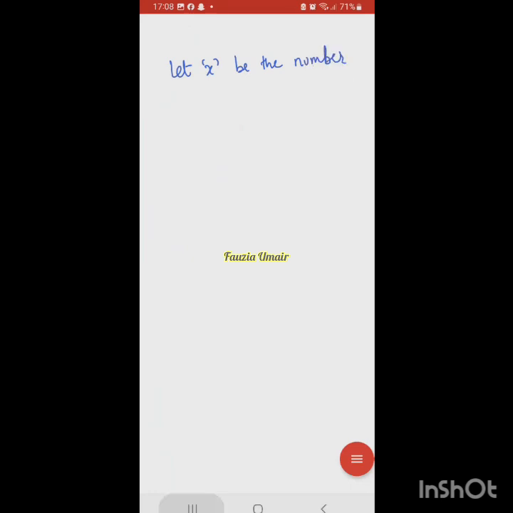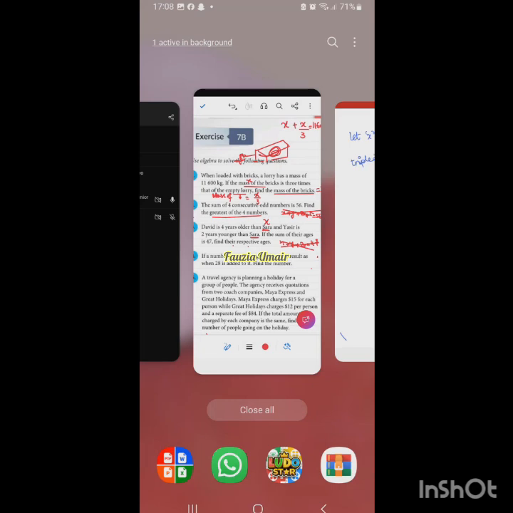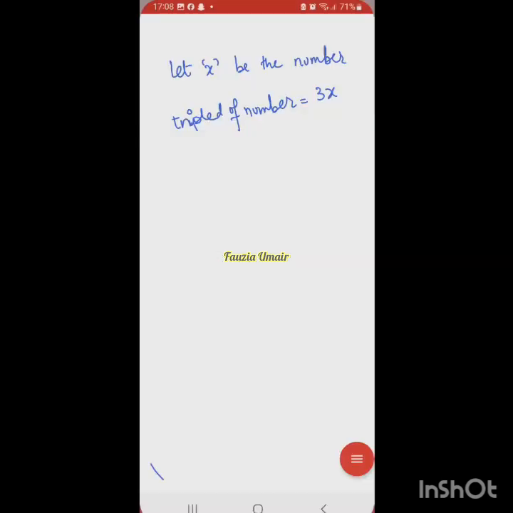Now look, they are saying tripled. What is triple of a number? The number is multiplied 3 times. That's right. So what will be the triple of the number? 3 multiplied by x, 3x. And the other one: when 28 is added, x plus 28. So 3x is equal to x plus 28. Did you understand this? This is the triple of a number and this is when 28 is added.